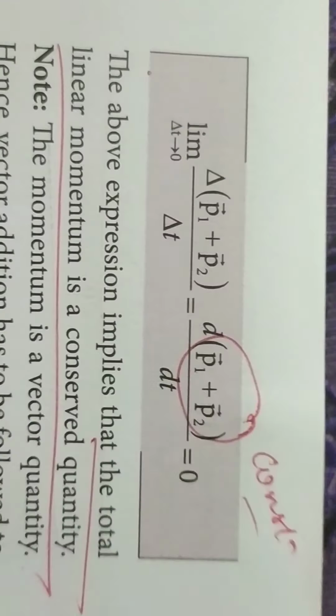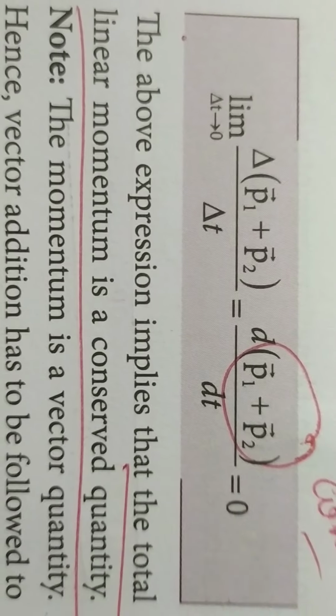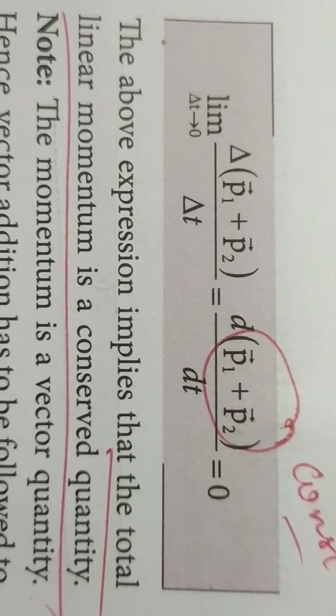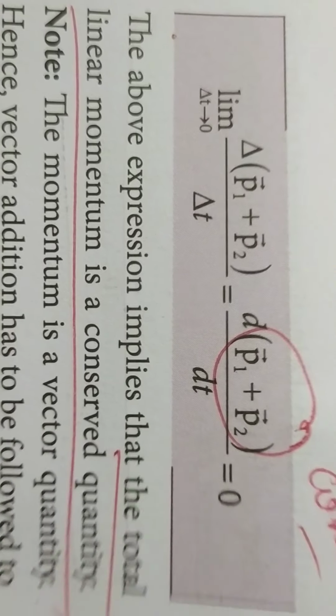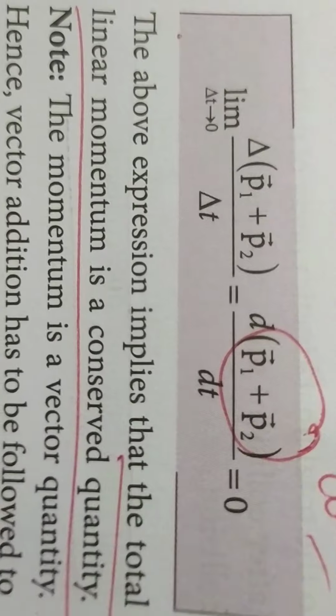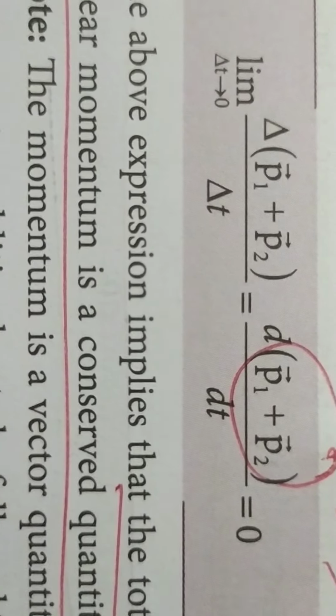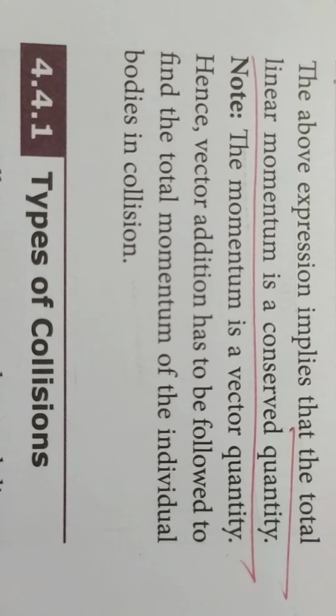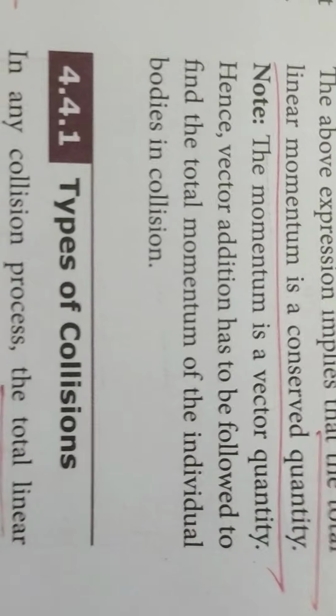Here the right hand side becomes 0, and this will happen only when P1 vector plus P2 vector is a constant, because when you differentiate a constant, you get 0. So definitely P1 vector plus P2 vector must be equal to a constant. From this you can say that the total linear momentum is always a conserved quantity.